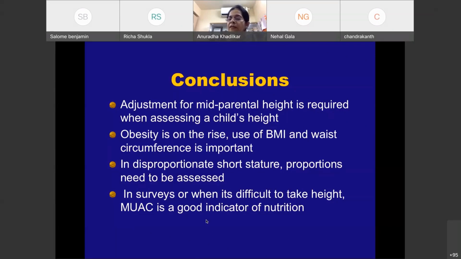In surveys or when it is very difficult to take height, MUAC is a good indicator of nutrition. Now there are charts even available for older children.